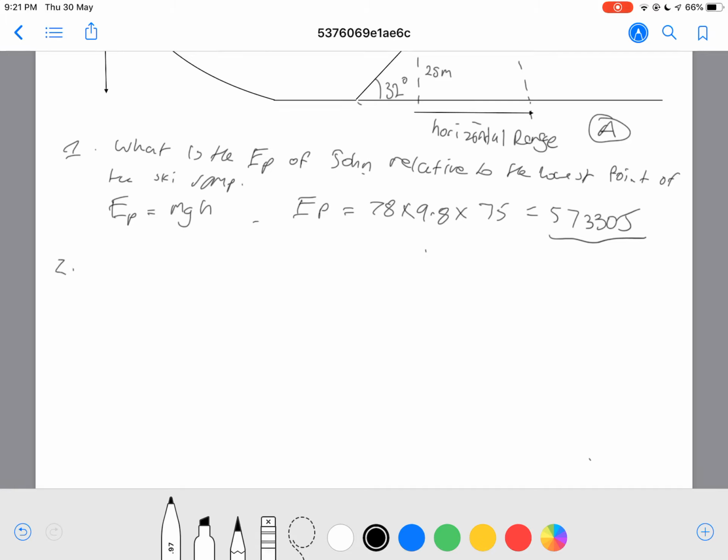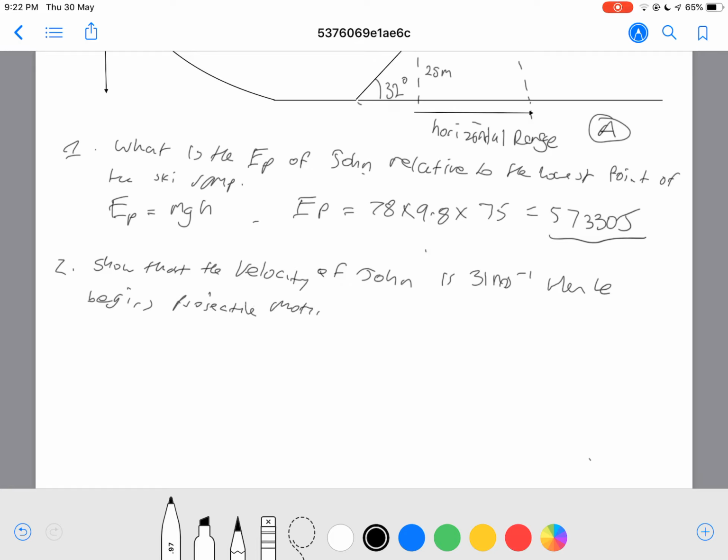Question 2. Show that the velocity of John is 31 meters per second when he begins projectile motion.